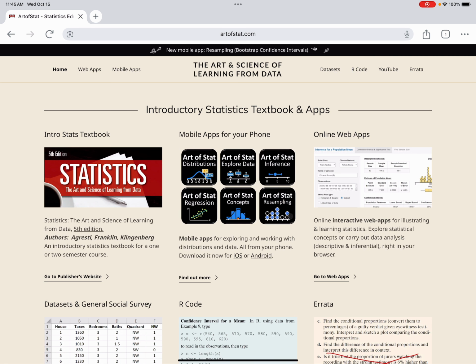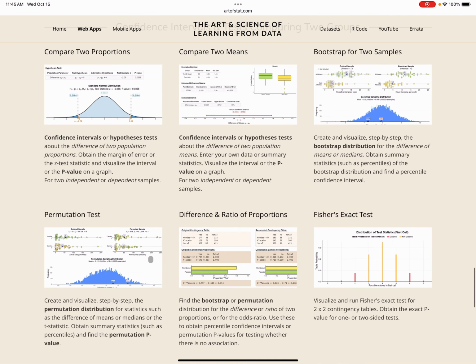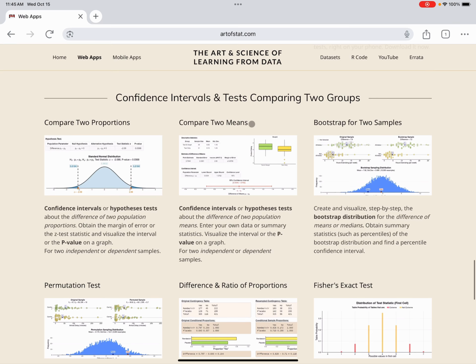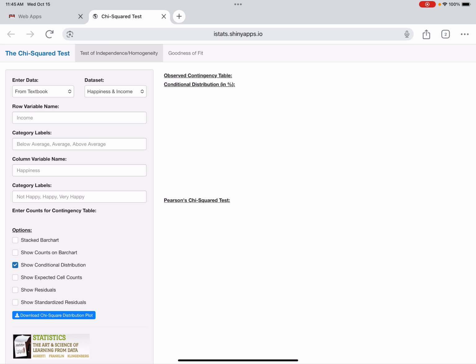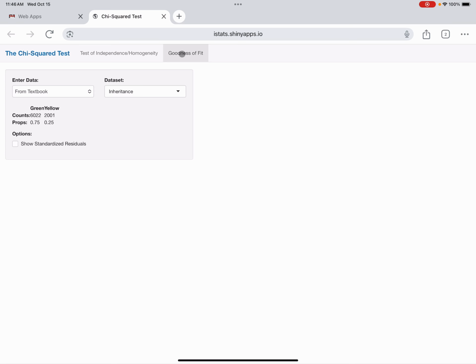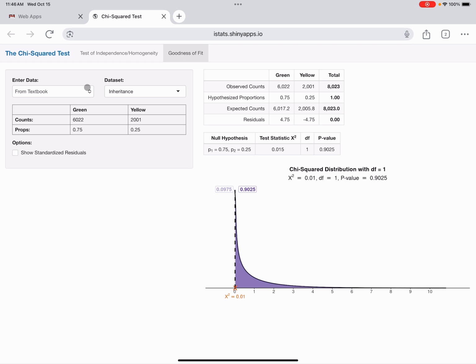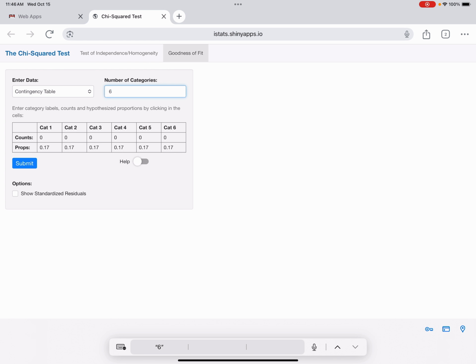Okay, Art of Stat. I'll go to Web Apps. And the chi-square tests, I think, are going to be below these comparing two groups apps. I think they're going to be even further down. Yep, chi-squared tests down here. Okay, and I don't want the test for independence / homogeneity. I want the goodness of fit. Okay, and I'm not going to do an example from the textbook. I have my own contingency table that I'll put in. The first thing we'll need to do is put in the number of categories, because then it'll adjust how many columns the table has. So we'll change this to 6 since we have 6 colors.